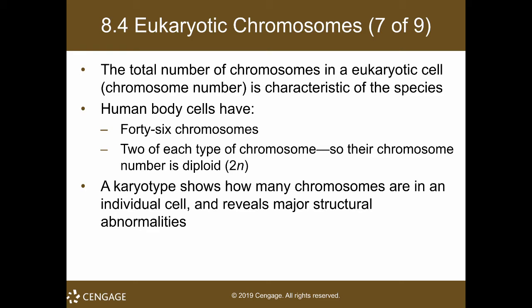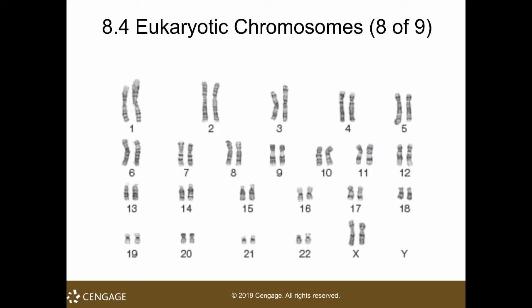The karyotype shows how many chromosomes there are in an individual cell, and it can reveal major structural abnormalities. For example, Down syndrome has an extra chromosome. And we have XXY syndrome. Most abnormalities brought about by a different than normal number of chromosomes usually make that organism sterile or unable to produce offspring.